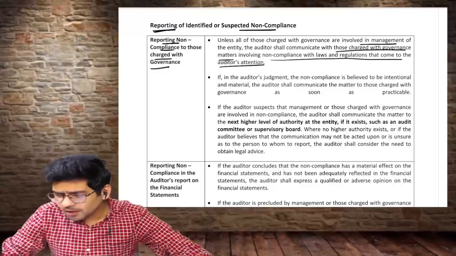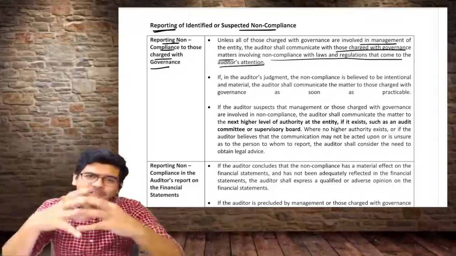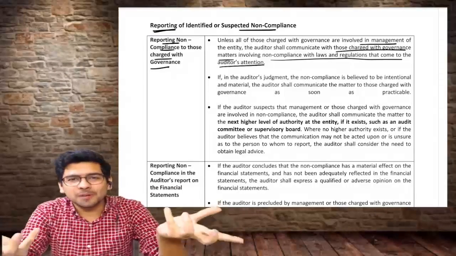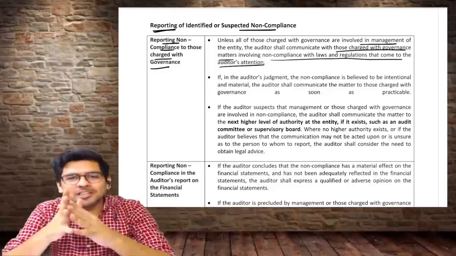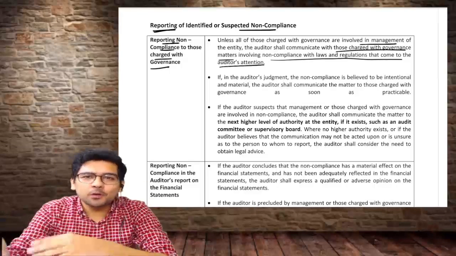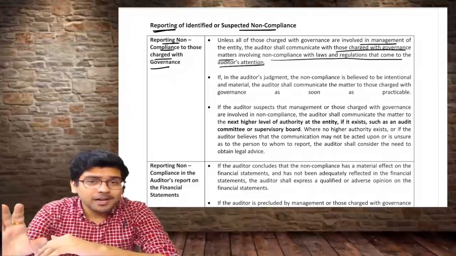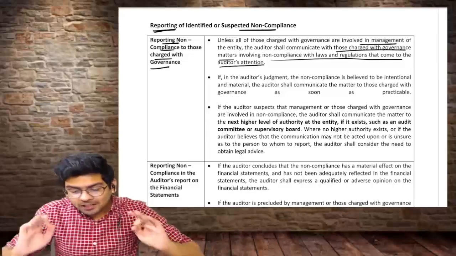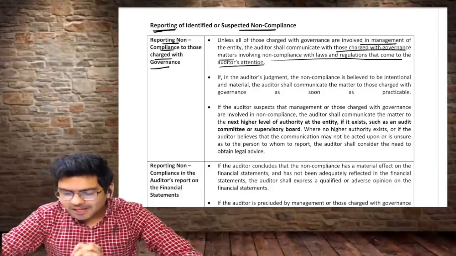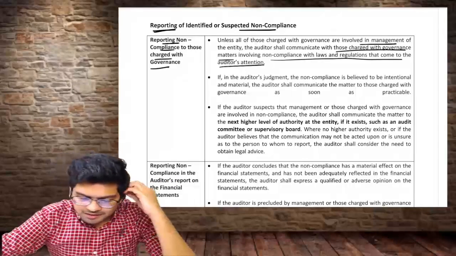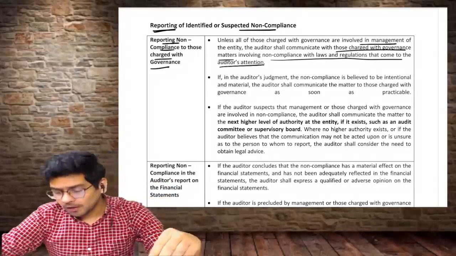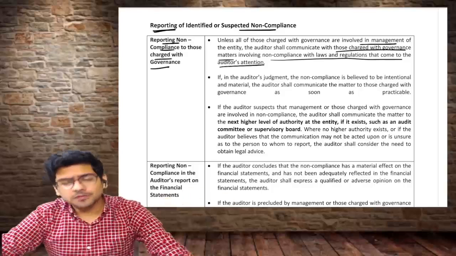Now let's say the management is only the TCWG. In small companies this happens, the TCWG and the management are the same. If they are the same, obviously management must be knowing that these are the laws that they have not complied with. So the point here says unless all those charged with governance are involved in management of the entity, the auditor shall communicate with TCWG about matters involving non-compliance with laws and regulations.